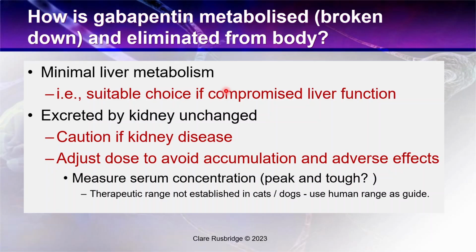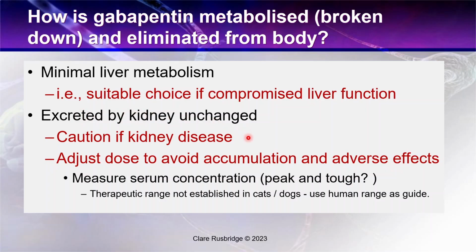But in dogs, it does have a very small induction of liver enzymes, and so we think there is a proportion of it, up to about 40%, metabolized in the liver. But this does mean that this drug is suitable if there is a compromise of liver function. It's excreted by the kidney unchanged. So it's not metabolized by the kidney, it is excreted by the kidney.